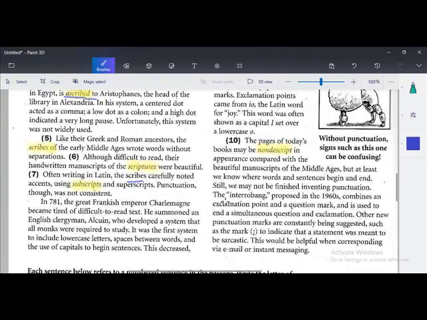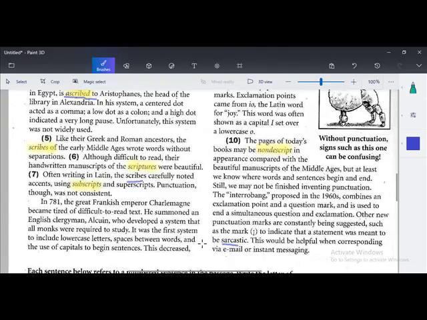The interrobang proposed in the 1960s combines an exclamation point and a question mark. Do you remember it? We know it. And it's used to end a simultaneous question and exclamation. Other new punctuation marks are constantly being suggested, such as a mark like the upside down exclamation mark, to indicate the statement was meant to be sarcastic. Do you remember the verbal irony? This would be helpful when corresponding via email or instant messaging.